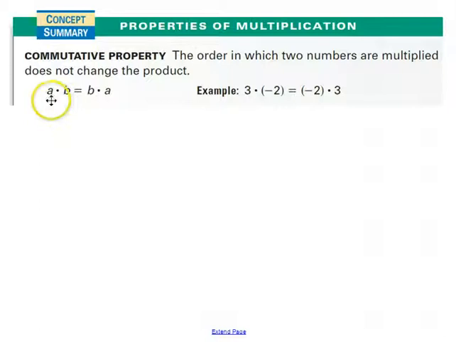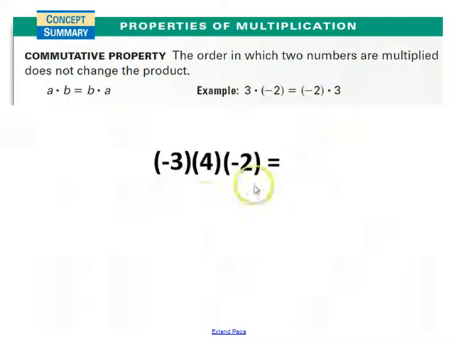So it doesn't matter whether I multiply a times b or b times a, I'm going to get the same result. So like here, 3 times negative 2 is going to be the same thing as negative 2 times 3. You can make more use of that with a longer problem like this. Maybe you'd rather see the negatives next to each other. So, simply move them and reorder them. There's nothing wrong with that. Now, it might be easier for you to see that the negatives cancel, and you're going to end up with a positive result.